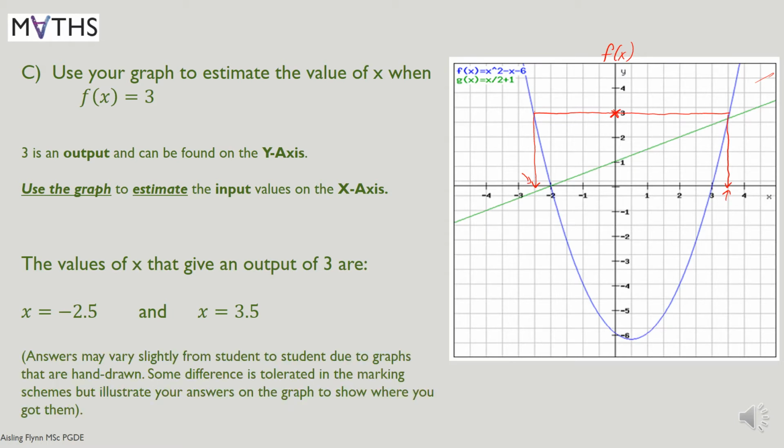Okay, answers may vary slightly from student to student due to graphs that are hand-drawn. Some differences are tolerated in the marking scheme, so that's okay, but illustrate your answers on the graph to show where you got them. So I would always do that, okay? Even if you wrote down the wrong answer by accident, or you wrote plus 2.5 instead of minus 2.5, if you've shown what I've shown there in red pen on the graph, you should get your marks.